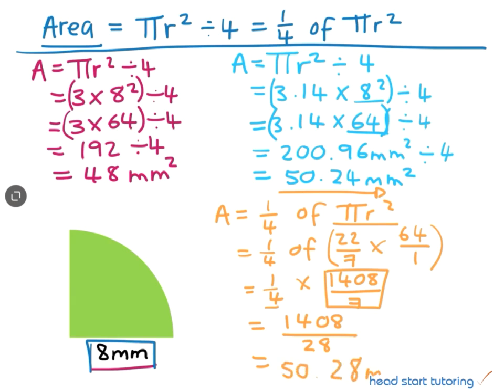50.28 millimeters squared. So when we are working with pi equal to 22 over 7 for the area of this quarter of a circle with a radius of 8 millimeters, we end up with an answer of 50.28 millimeters squared.